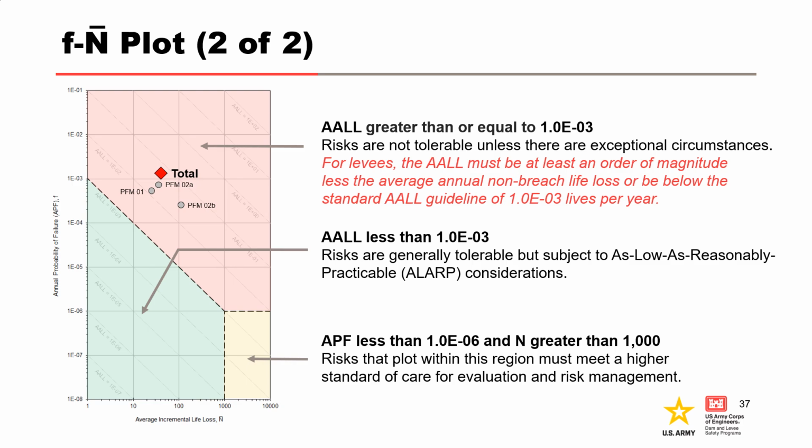Risks that plot in the bottom right-hand portion of the plot with an annual probability of failure less than 1 times 10 to the minus 6 and life loss greater than 1,000 are referred to as low probability, high consequence events. Estimated risks that plot within this region deserve special scrutiny during the decision-making process because of the magnitude of the expected consequences. We will talk more about this later.